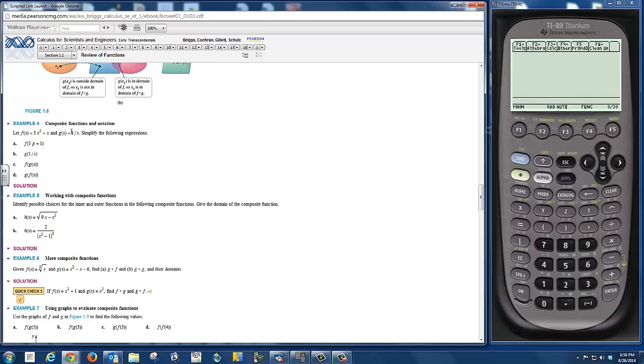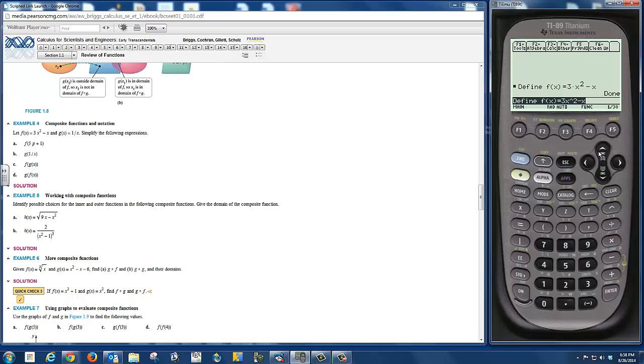So we have f of x and g of x. So let's define those. So we've done this before. Remember, that's under other. So F4, define, option 1. So we will define again f of x to be equal to 3x squared minus x. Enter.